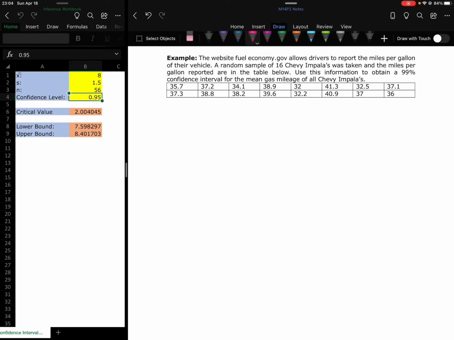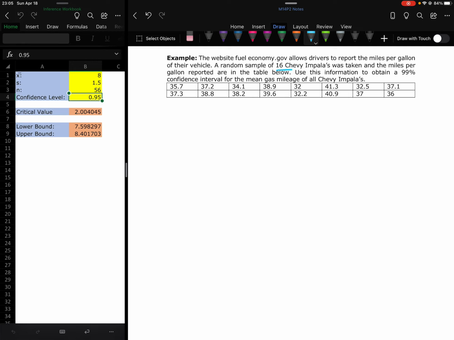All right, and here we go. Second example for confidence intervals for means. In this website, we went to the website fueleconomy.gov, which allows drivers to report the miles per gallon of their vehicle. We took a random sample of 16 Chevy Impalas, and their miles per gallon were recorded in the table below. We're going to use this to obtain a 99% confidence interval for the mean gas mileage of all Chevy Impalas.